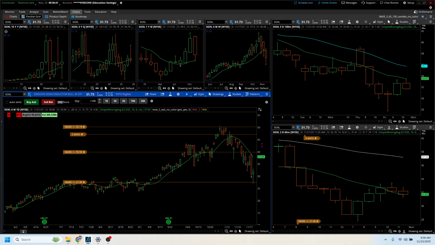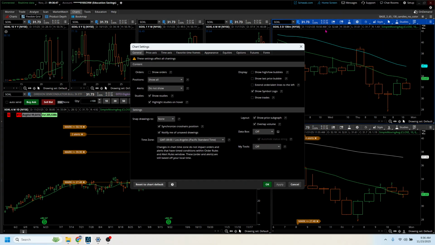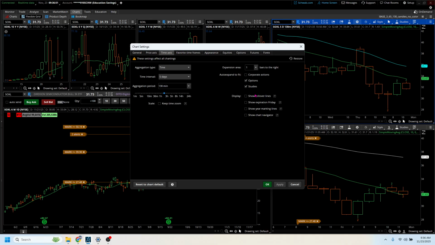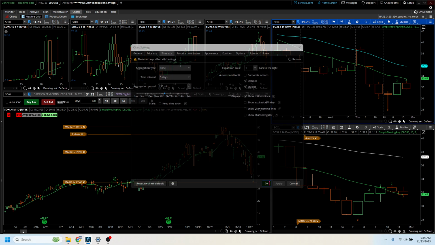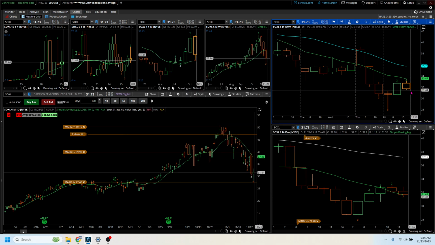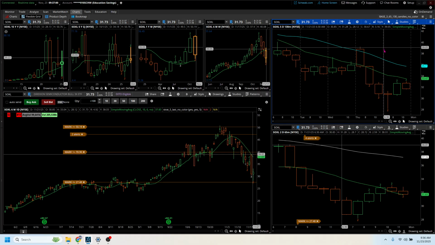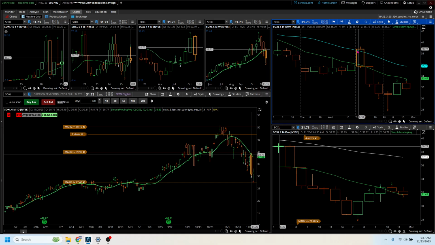Now, when we look at the 130 minute, something that I'm going to do is go into my settings here, and I'm going to go into the time axis, and I'm going to show the rollover line. And this is why. Each one of these dashes here, just to show you that we do get the 3 candles, represent a day.